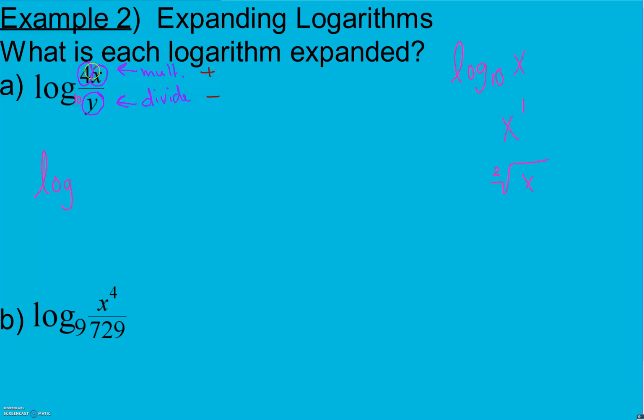So, we have this 4 is where we're going to start off with. From the 4, we're multiplying by the x. And when we split these and expand them into individual logarithms, we split multiplication by adding log base 10 of x. We split division by subtraction. So we're going to subtract log base 10 of y. And this right here is our expanded logarithm.